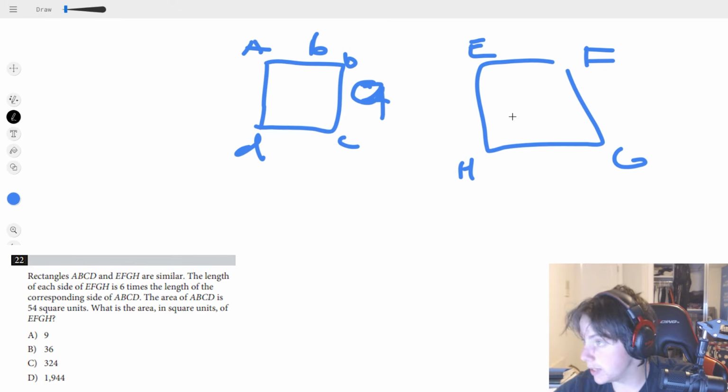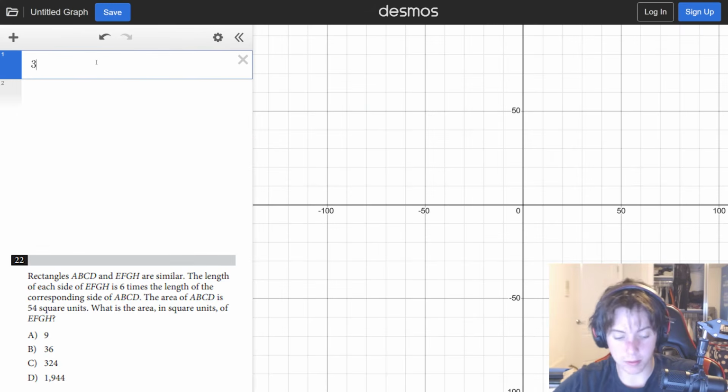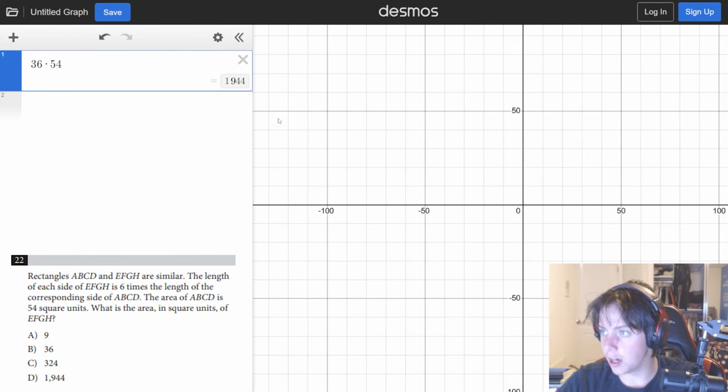But then each side of EFGH is 6 times larger. So this would be 6 times 6, which is 36, and this would be 54. So to find the area, it's just 36 times 54. 1,944. So our answer is D.